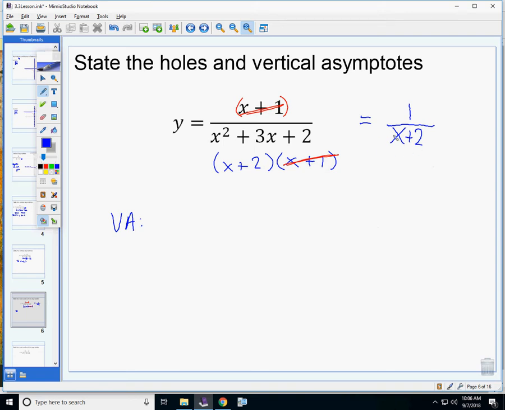This leaves us with 1 over x plus 2. So our vertical asymptote is negative 2. The hole for our rational graph would be from where we cross this out, which is negative 1. And to get the y-coordinate for this, we have to plug it in to the reduced form over here. So we'd say 1 over negative 1 plus 2, and that's 1. So we have a vertical asymptote where x equals negative 2, and we have a hole at negative 1, 1.